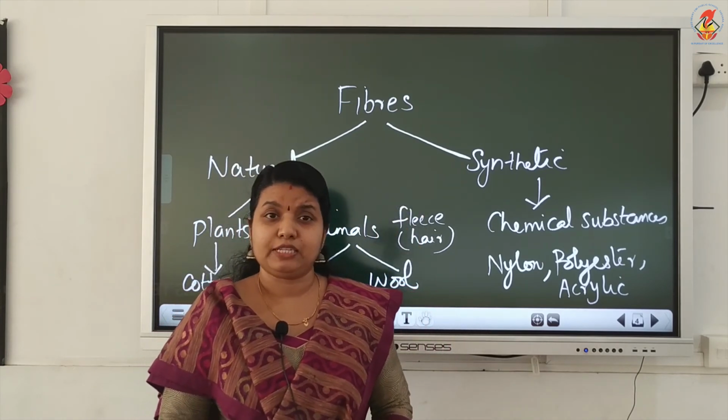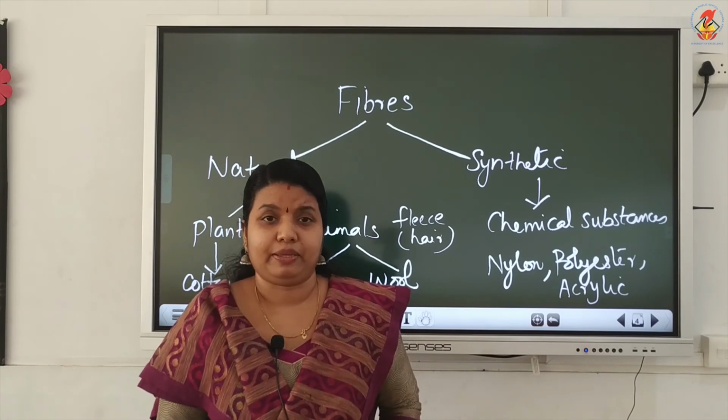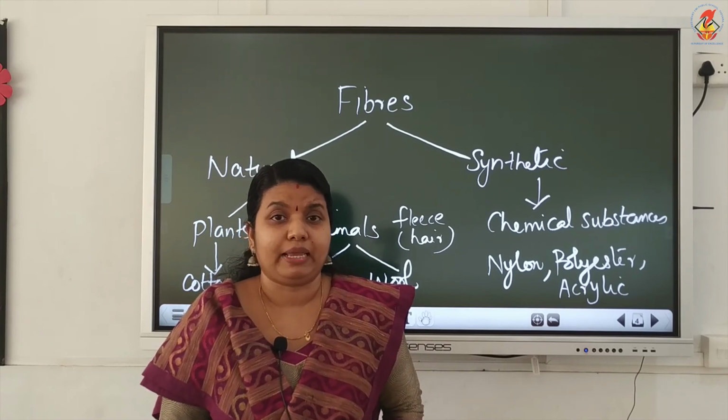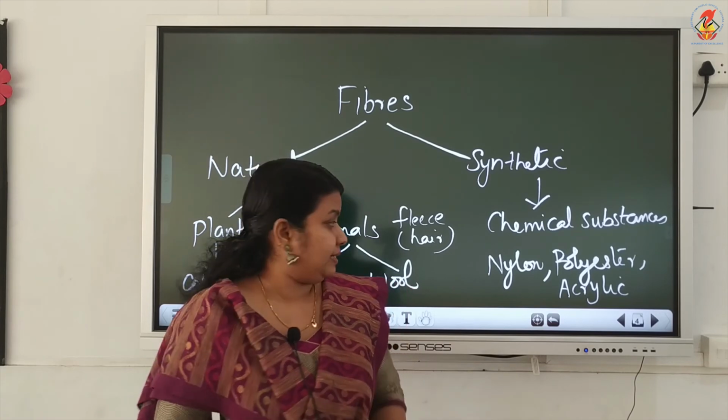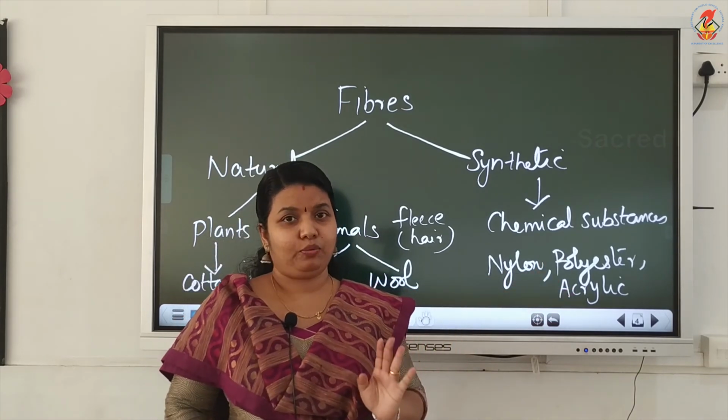Okay. So the fibers which are obtained from chemical substances are known as synthetic fibers. They are not made from any plant or animal sources. Examples are nylon, polyester, acrylic. I hope it is clear to you.